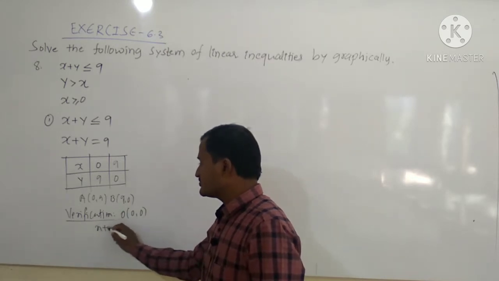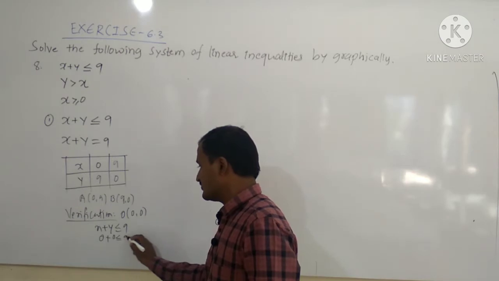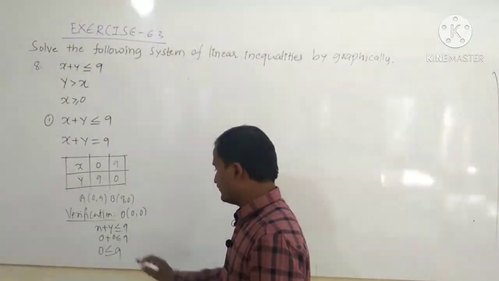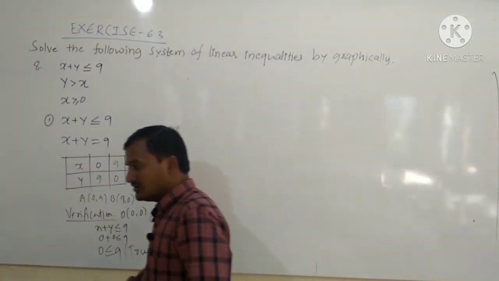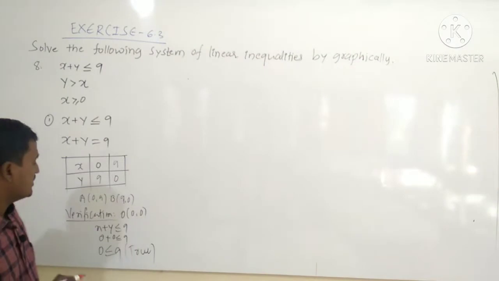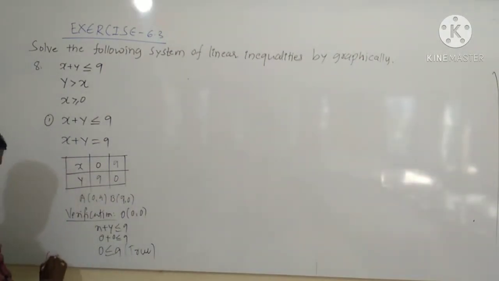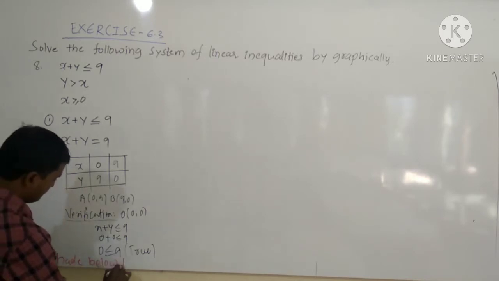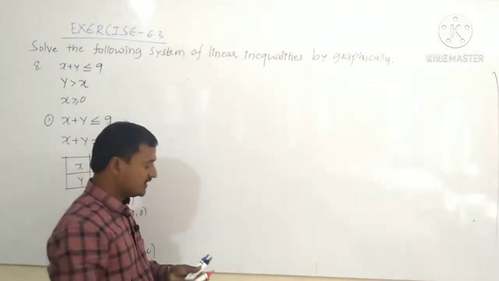So here it is x plus y less than or equal to 9, 0 plus 0 less than or equal to 9, clearly 0 is less than 9, right? So 0 is less than 9 means it is true. You already know that if it is true, you have to shade below the line. So therefore here I will write: shade below the line. Okay, right.